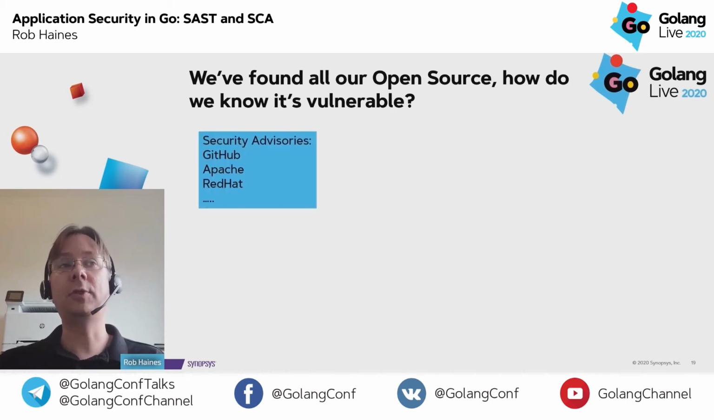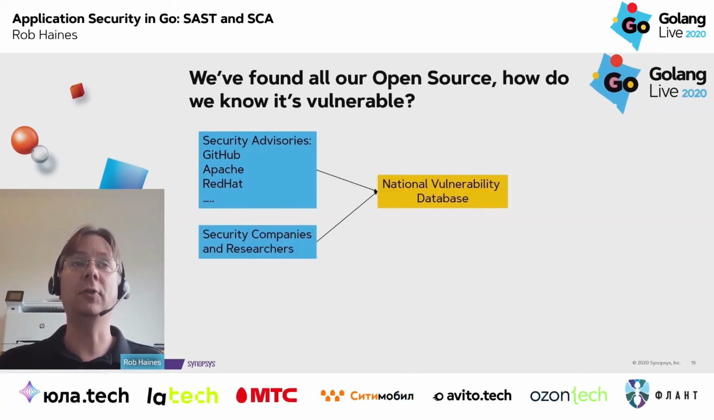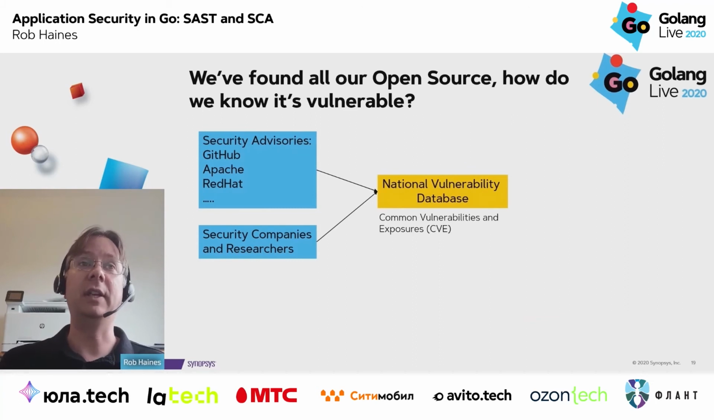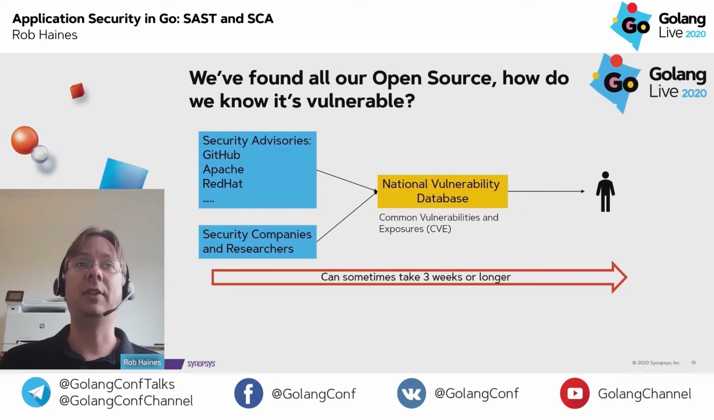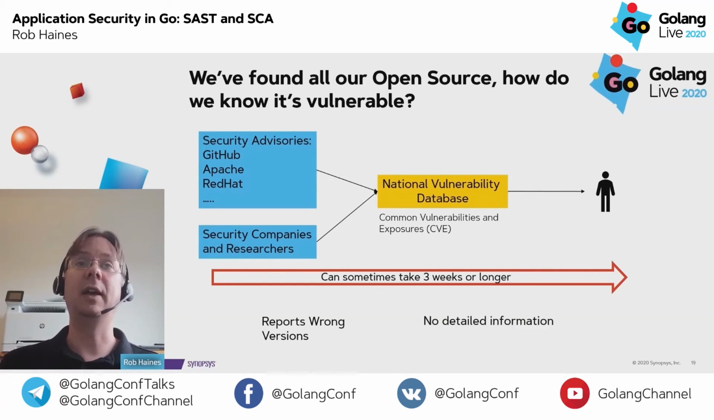Now, for most tools that are used, the open source ones, they're going to get their information from 2 places. First of all, maybe from security advisories, and then also the National Vulnerability Database. And this is where we get things like CVE numbers. And then these normally go to the developer. Now, there are problems with the National Vulnerability Database in the US. It can sometimes take 3 weeks or longer to actually get information into there. And then at that point, it's maybe not even complete. It's maybe reporting the wrong versions, and also maybe doesn't have any detailed information.